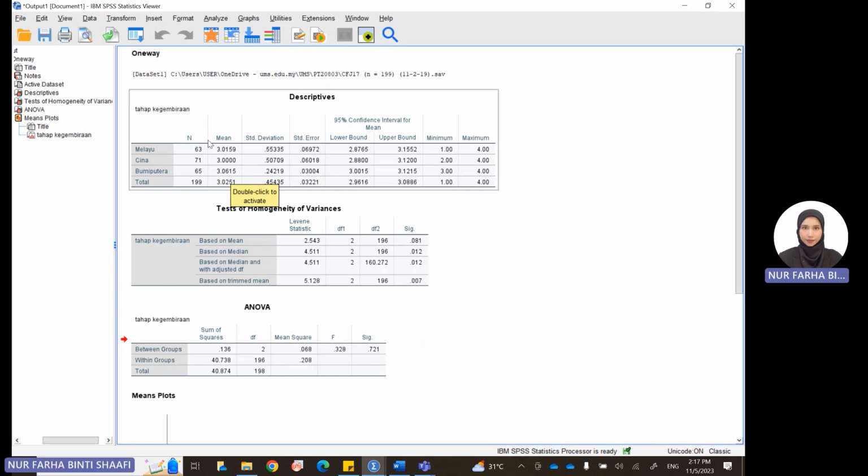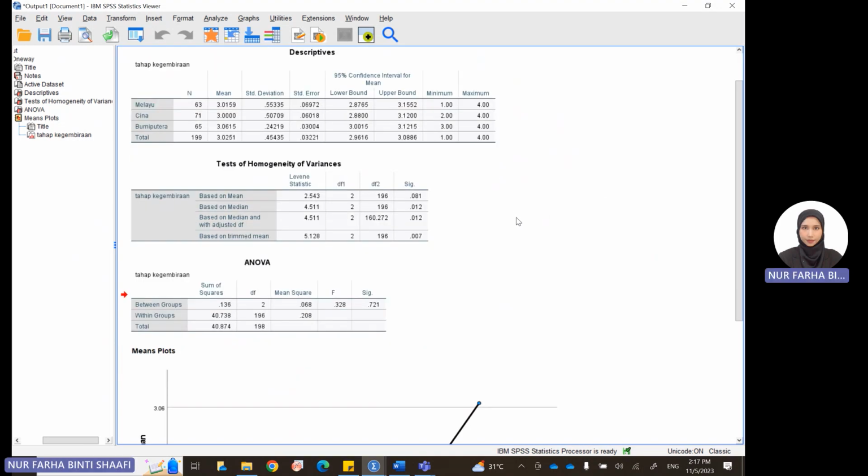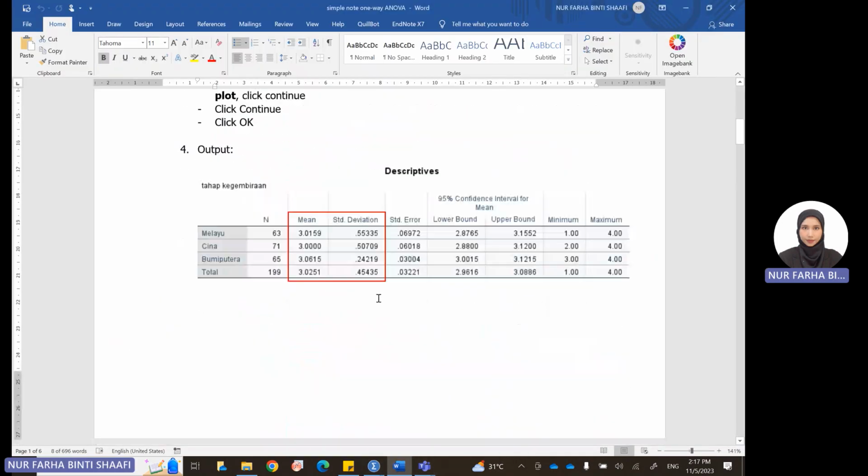Come on, guys. This is only math. Bumiputra. Very good. So 3.06. The mean value for Bumiputra is 3.06, which has the highest mean when you compare to Cina and Melayu. All right. This is just the statistic number. Then, what else? We go to the next.